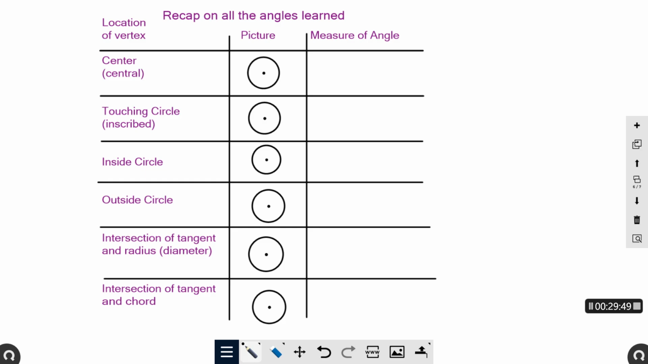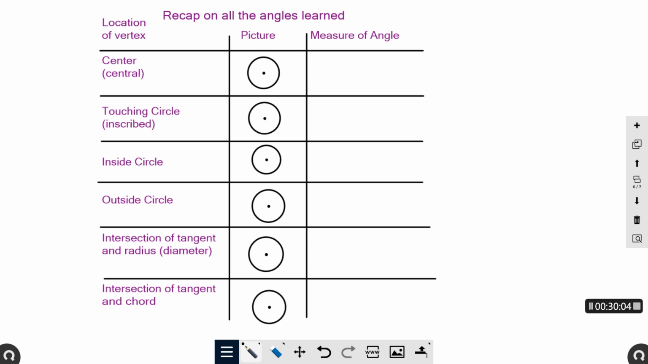Okay, so next we're going to make a little foldable talking about all the different angles that we've talked about this week. So if you don't want to make the foldable at home, you can just make it into a chart. But not you guys. Y'all are making the foldable.